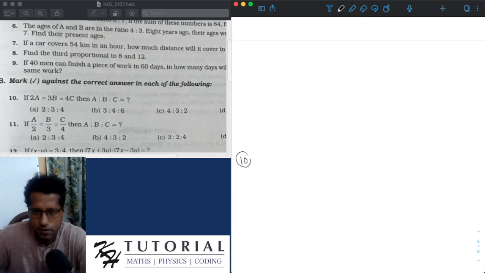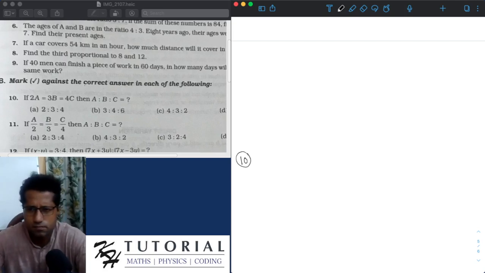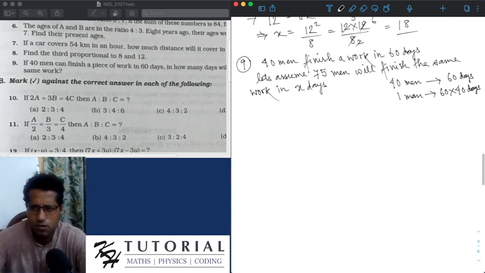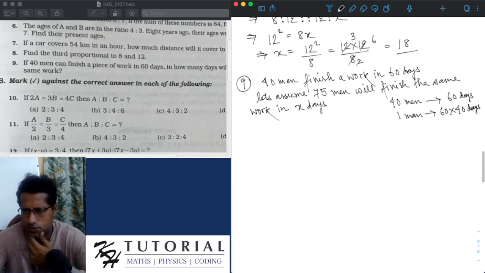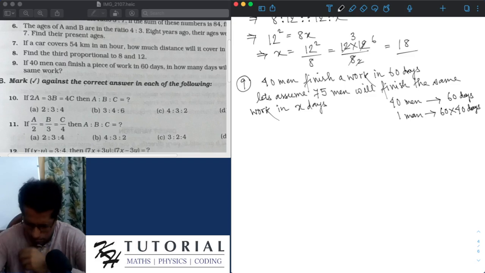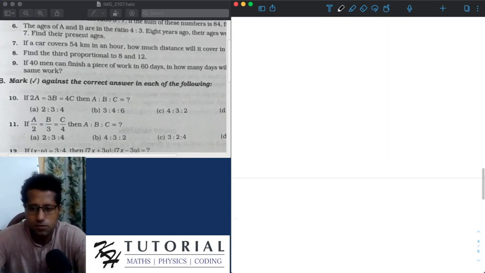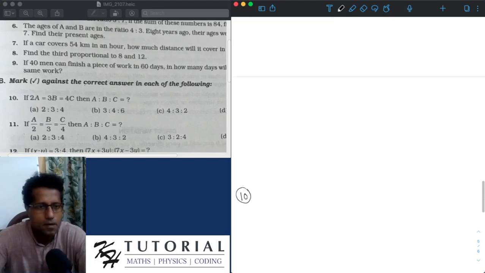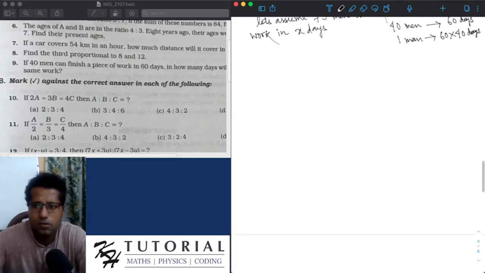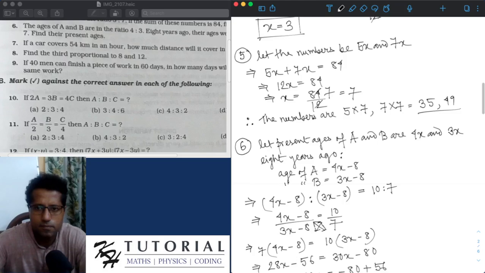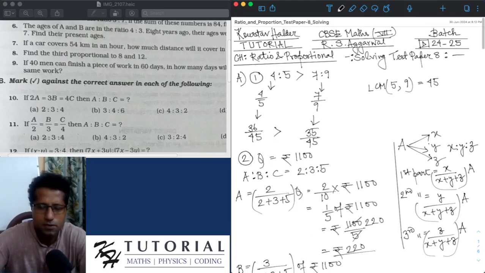This is a time and work problem. The concept is very easy, but it is not. I'm not able to solve it right now, so I'm skipping it for the moment. Let's do question number 10, and this is section B. So far we were doing problems from section A. Okay.